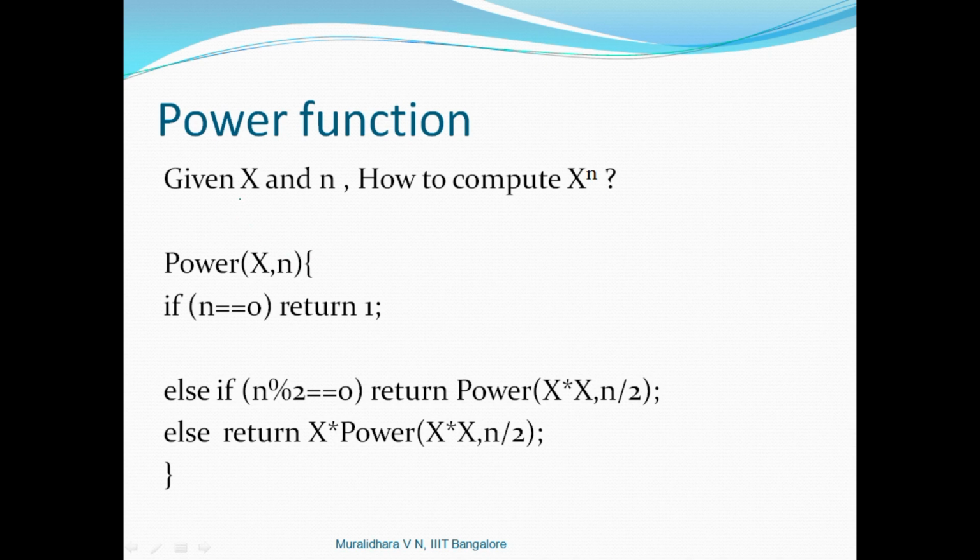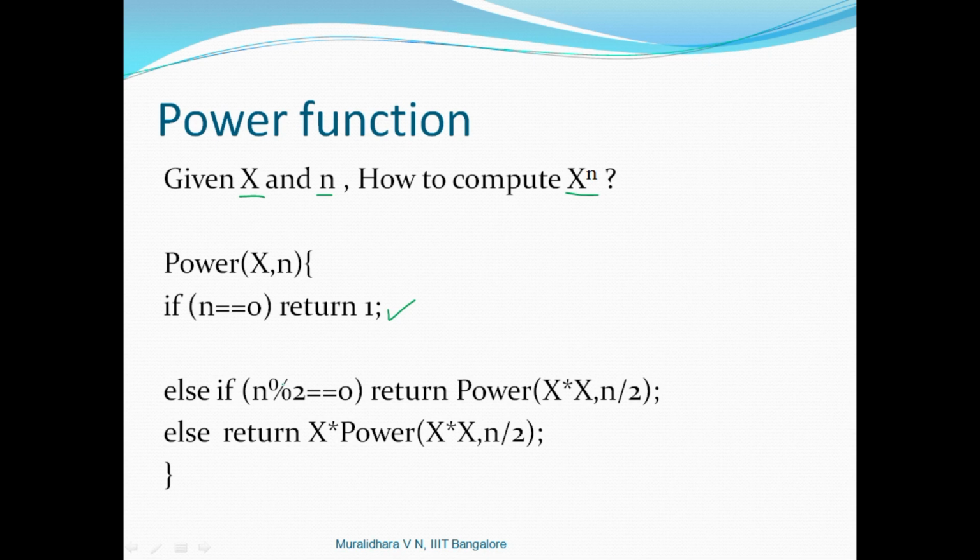So we are given x and n. What we are supposed to compute is x to the power n. Let's look at a recursive power function which will compute x to the power n given x and n. If n is 0, then x to the power 0 will be 1. So if n is 0, then we return 1. This is the termination condition for the recursion.